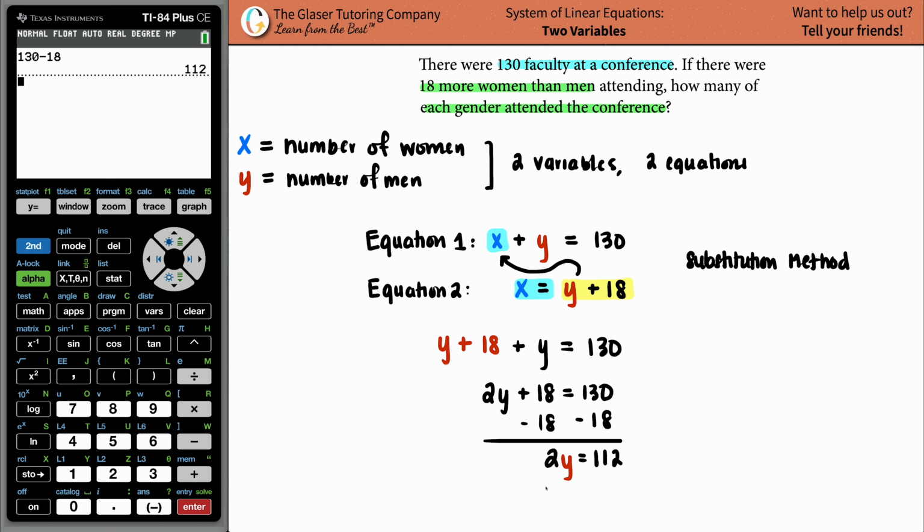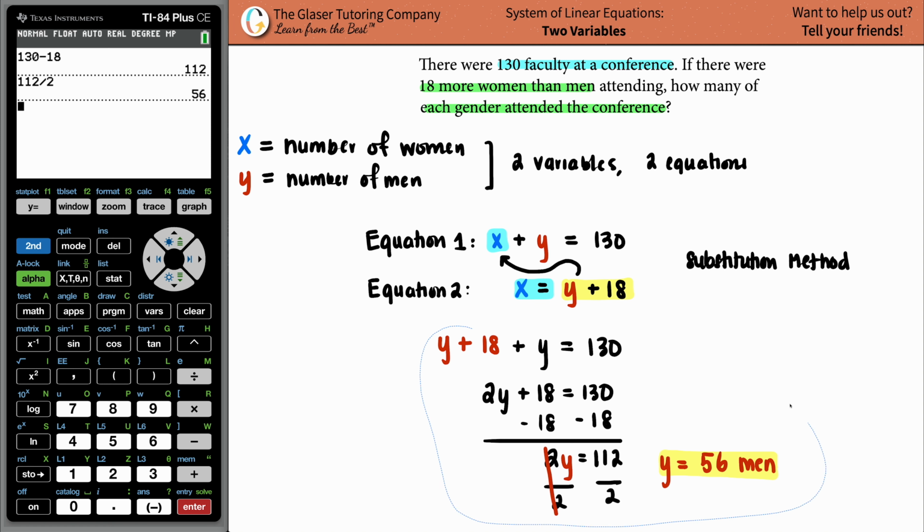There you go. Okay, now we're going to divide by 2 on both sides. And now let's see. Y equals. So we have 112 divided by 2. So that's a 10. So what is that? 56. We'll just take this divided by 2. Yay! Okay, so Y, keep in mind that Y was the number of men. So we have 56 men at the conference. And now we just have to find out how many women there were.